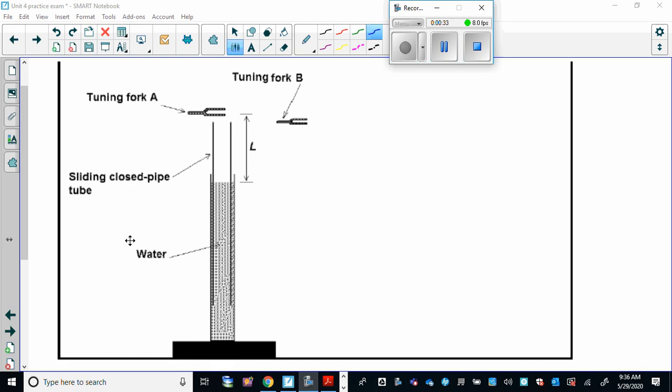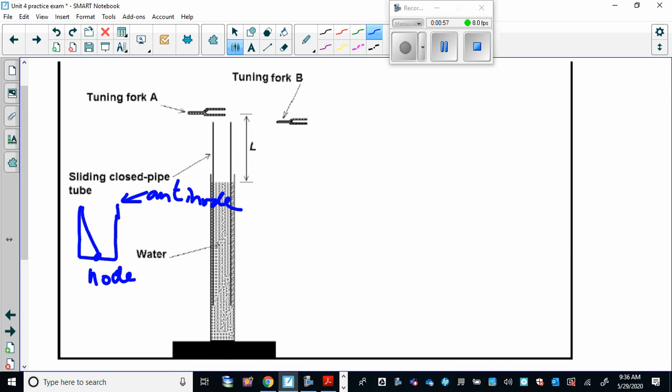Let's review open pipes, closed pipes and fixed strings. The premise of closed pipes is that in a closed pipe, the shortest wavelength that will produce a node right here, which means complete destructive interference, so no sound, and an antinode at the opening, is 1/4 of a wavelength. So 1/4 of a wavelength in a closed pipe will produce the fundamental sound, we call it the fundamental pitch, the shortest wavelength you can have in a closed pipe.